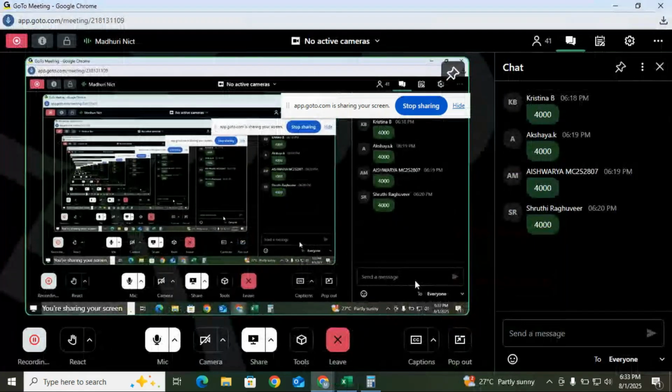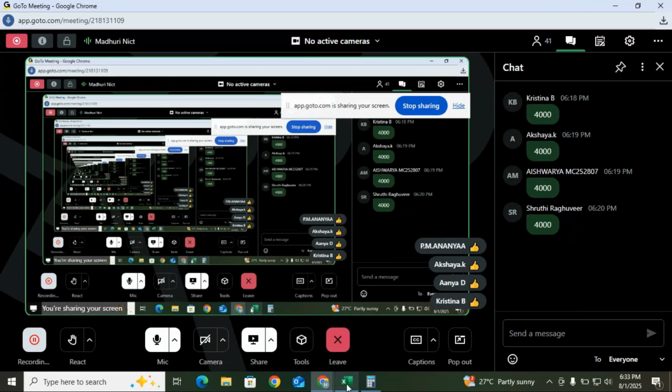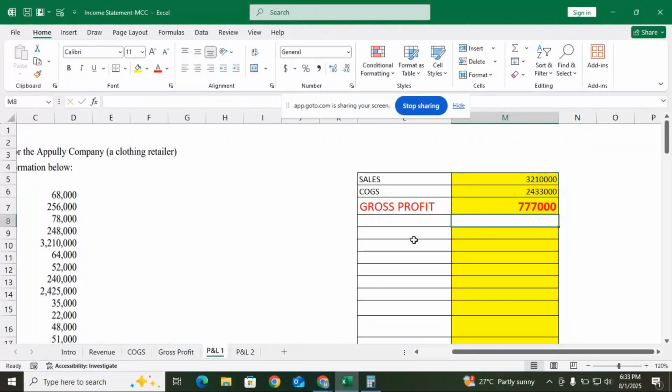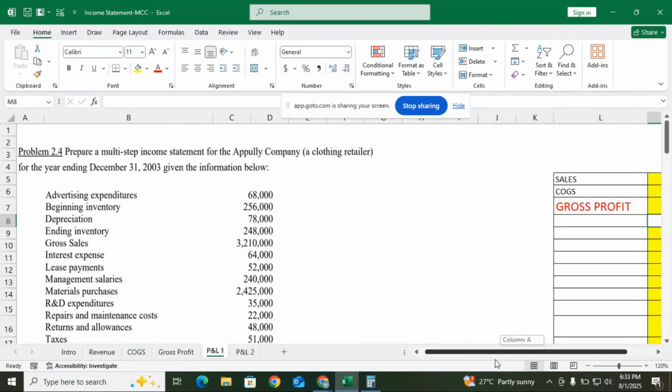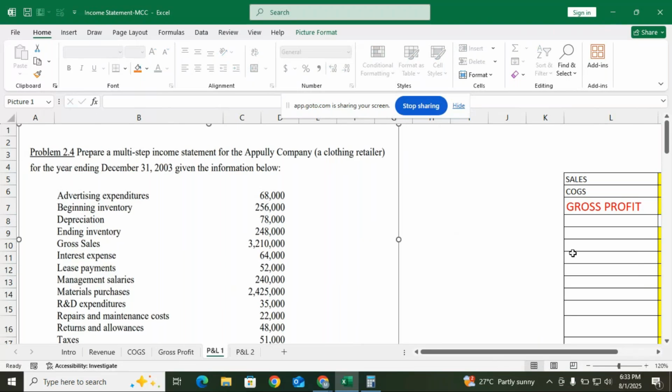Have all of you got the GP 7 lakh 77,000? Good. So next we go to the next step. So we arrive at the GP at 7 lakh 77. So now we have to arrive at the next step, which is your EBITDA, earnings before interest, tax, and depreciation.